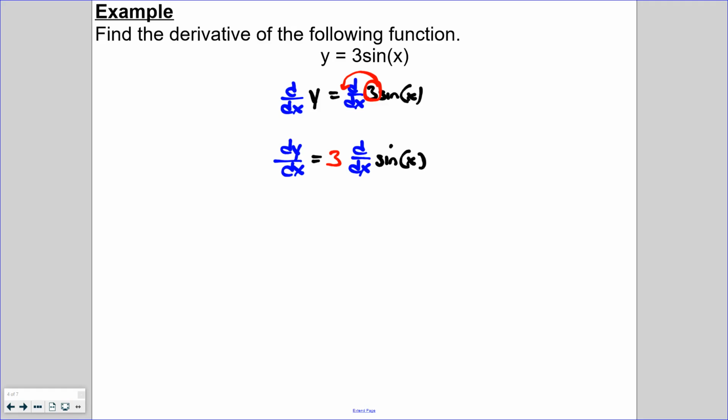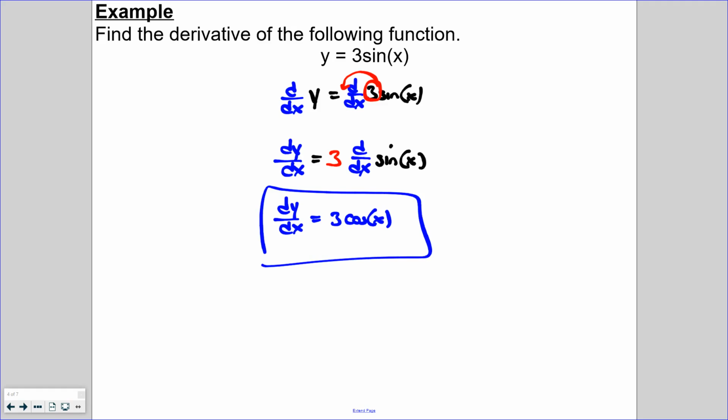And then we'll go ahead and do that. So dy over dx, which represents the derivative of y, is going to be 3 times cosine of x, because the derivative of sine is cosine.